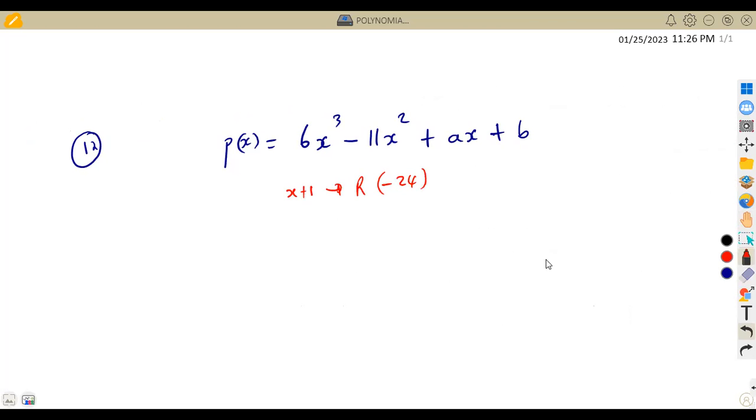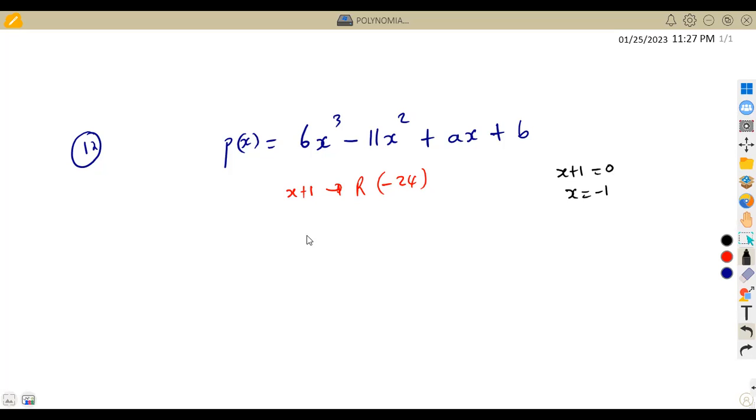I explained this part: when you are dividing by an expression, what you focus on is not the expression, but the value of x at that moment. So what you simply do is ask yourself, what is the value of x when you are dealing with x plus 1? You just equate this to 0: x plus 1 is equal to 0, so x is equal to negative 1.